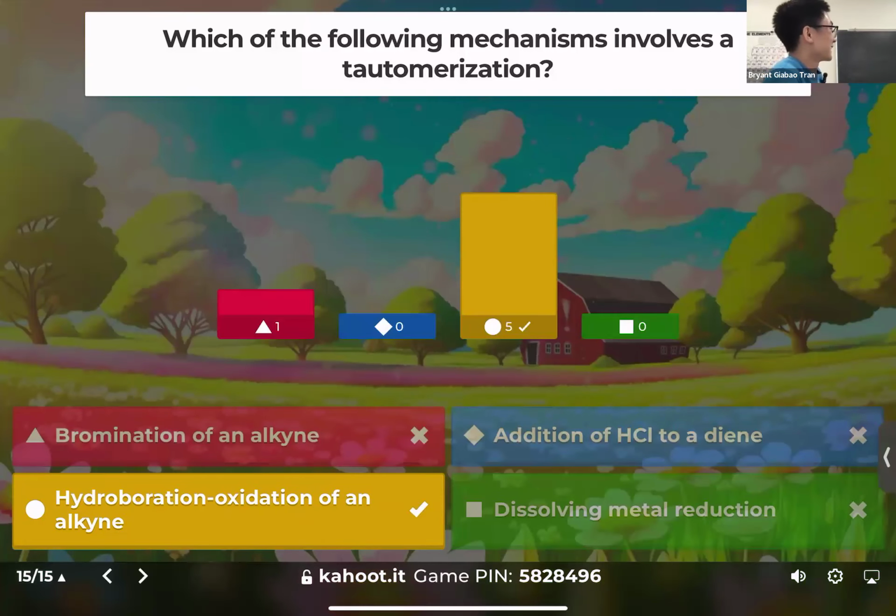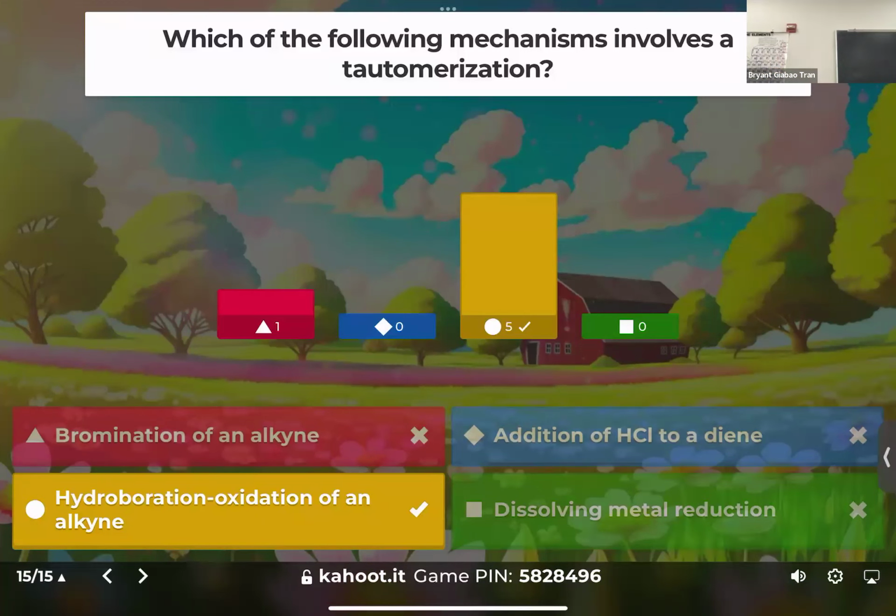Oh, nice. Right. Hydroboration-oxidation of an alkyne will add an alcohol on the less substituted side, but that alcohol will be right next to the alkene because it came from the alkyne. The alkyne gets reduced to alkene by adding the alcohol there. That's the enol. The enol will tautomerize.